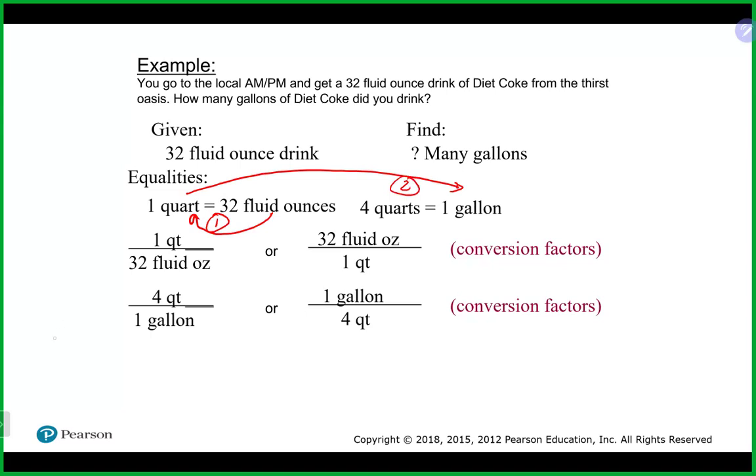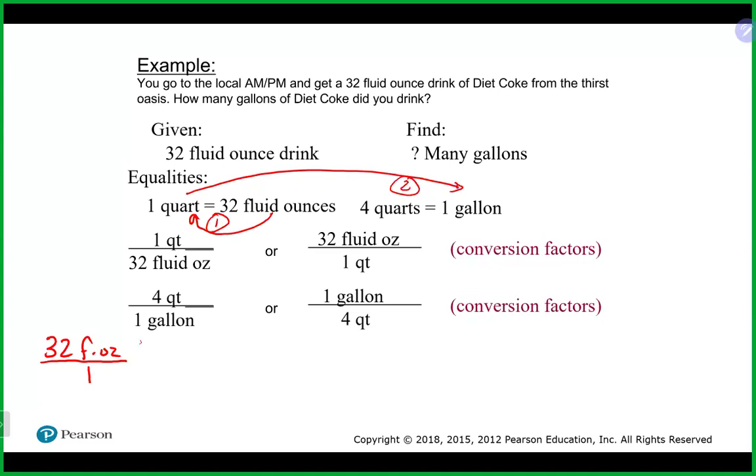So we would start with what was given to us, which is 32 fluid ounces. And as we talked about before, if it helps you visualize it, you could put it over one. You obviously don't need to put it over one, but if it helps you keep the top and bottom organized, go for it.